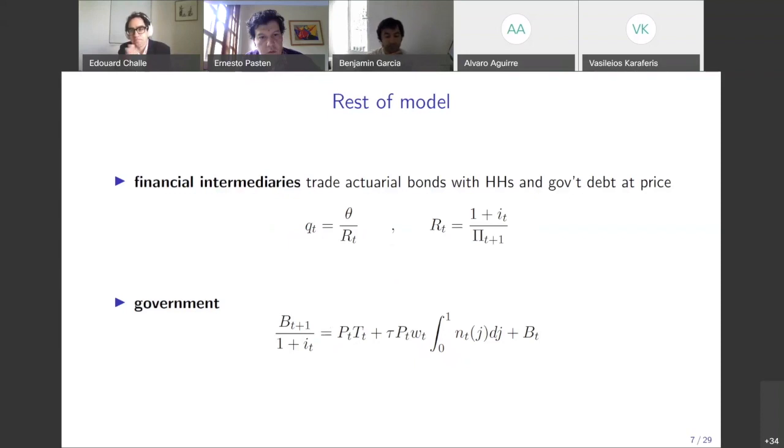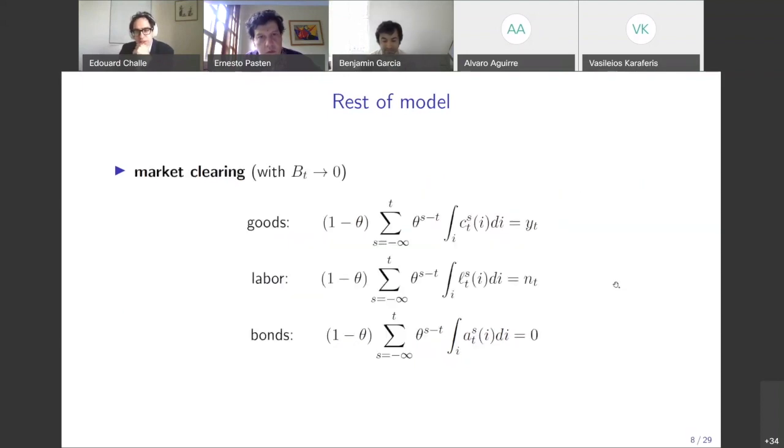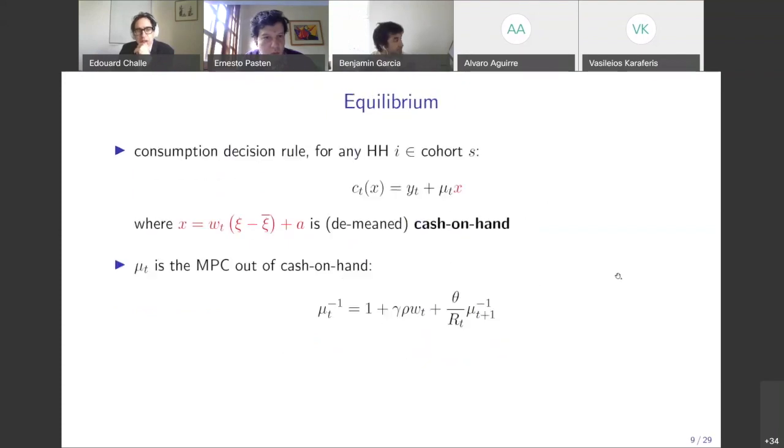So there is no insurance against idiosyncratic shocks, or it's imperfectly insured. So that's where the heterogeneity between the agents comes from. Is that clear? Yes, thank you.